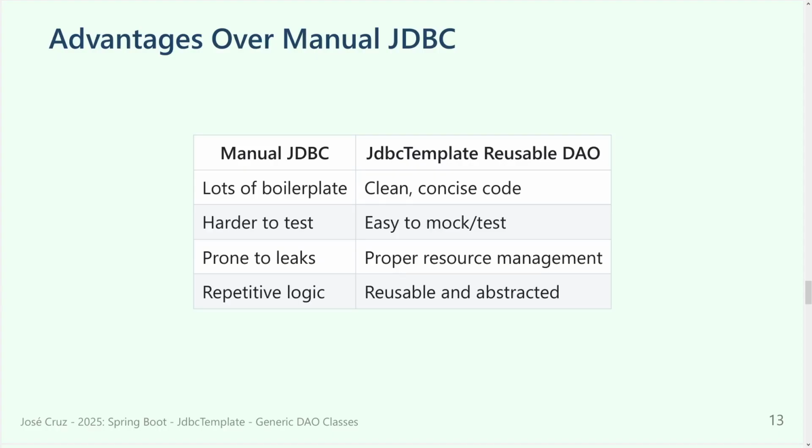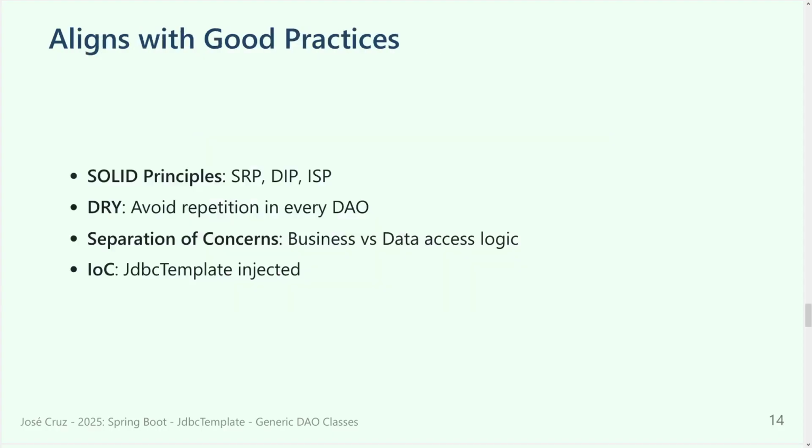Again, I'm not saying that Hibernate is better, but for simple CRUD, maybe it is. But for batch operations and hundreds of thousands of rows, maybe JdbcTemplate is always better and has better performance. So again, it aligns with good practices like SOLID principles, something that I will be talking about in a specific video. It's quite important for clean code. Don't repeat yourself: we are avoiding this repetition with our GenericDao. Separation of concerns, business and data access logic, of course, when you use repositories, and the inversion of control. JdbcTemplate is injected, so we are using inversion of control. It's always a great pattern to have in our pocket.